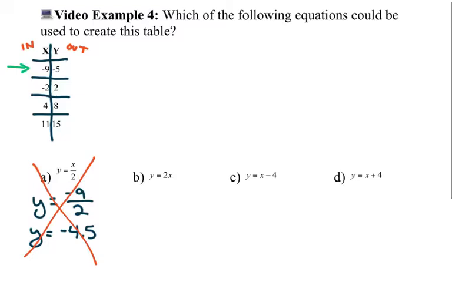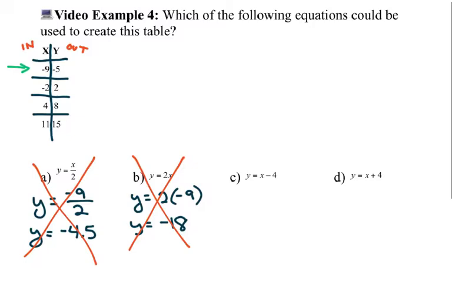Let's try the second one. Same numbers, we're going to use -9. And so 2 times -9, that's going to give us -18. That is certainly not 5. And so this is not the correct equation.